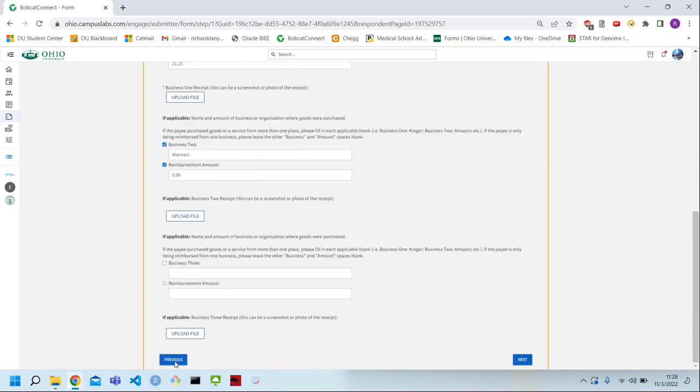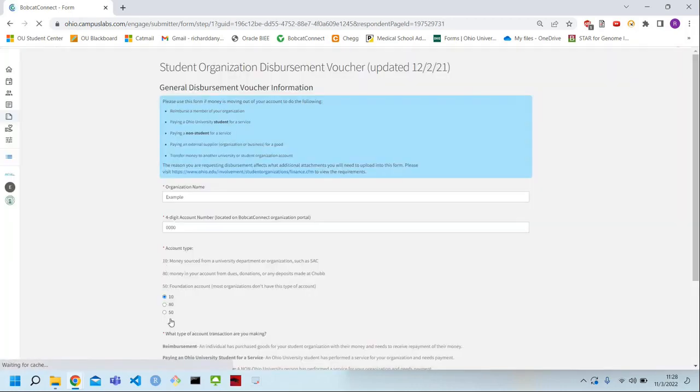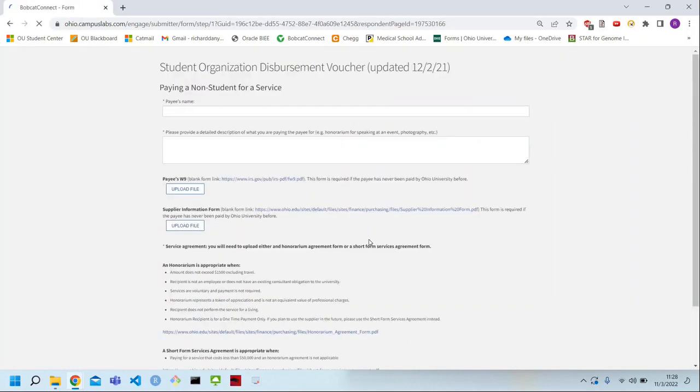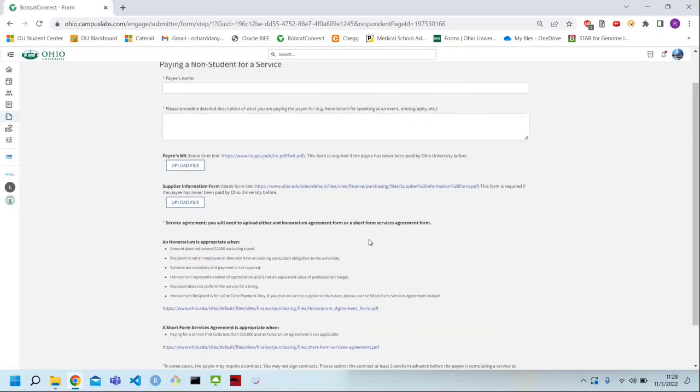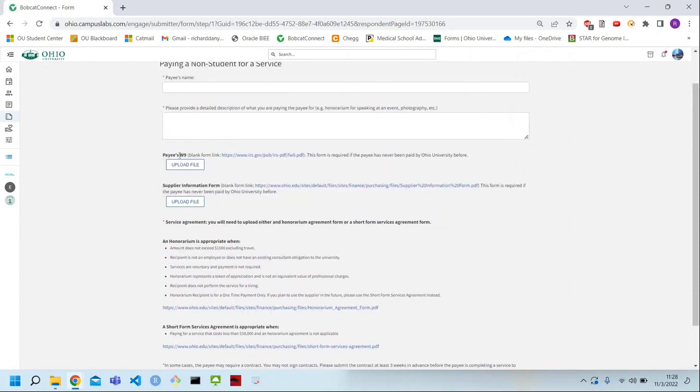And so then if we head back here to one of the other sections that we need to talk about, we can also pay a non-student for a service. And so this is an example of what that page would look like, and we put in information about the non-student, and then we'd also need to include a W-9 and a supplier information form.